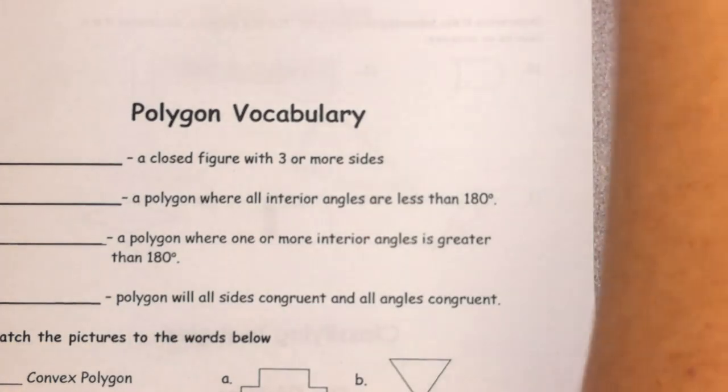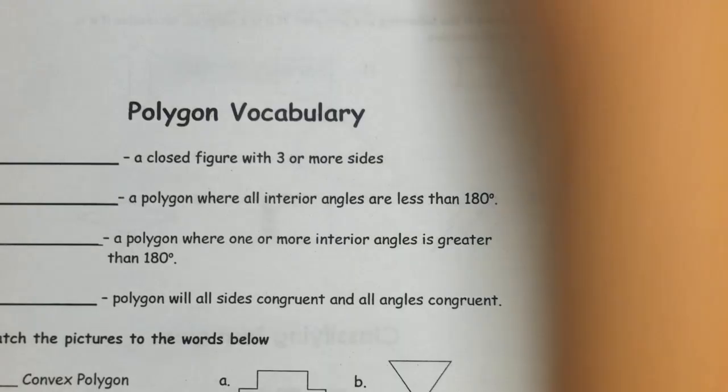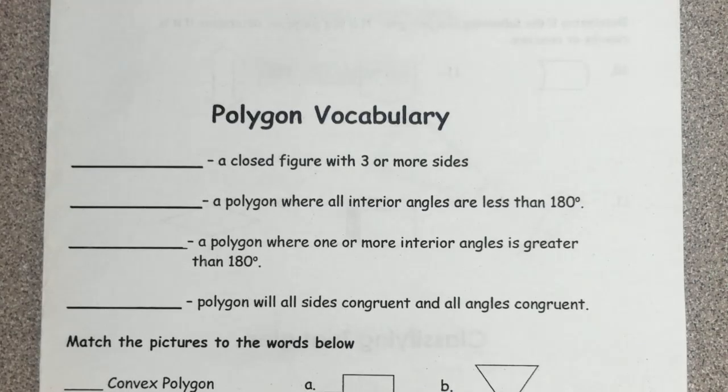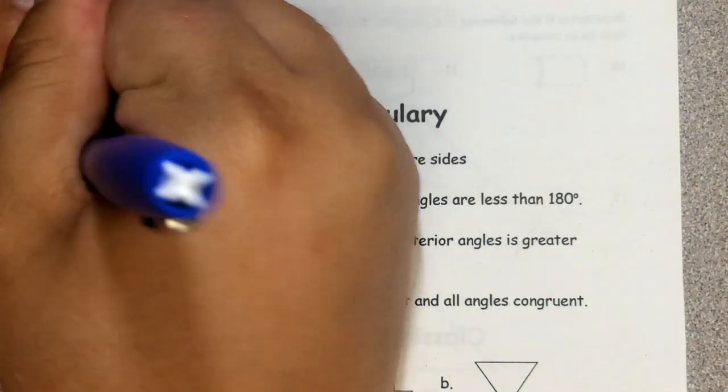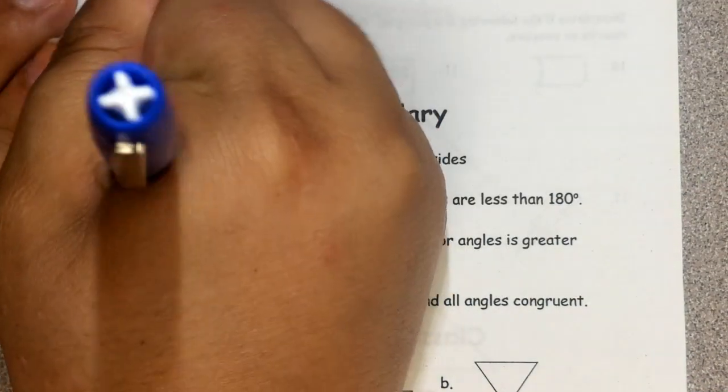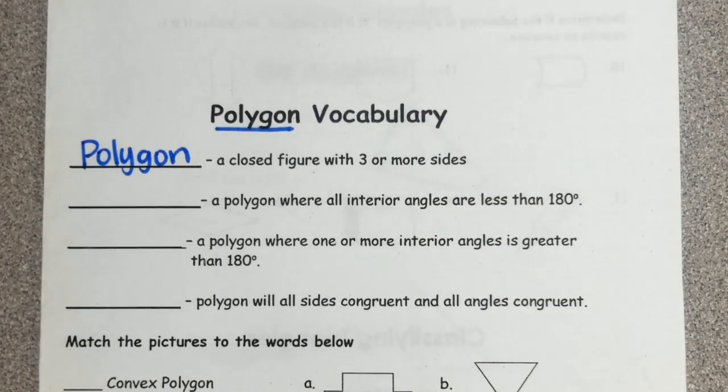So today we're going to talk all about polygons and triangles. Before we talk about the triangles, you need to know about a polygon. What is a polygon? It is a shape, and it's actually a closed shape with 3 or more sides.